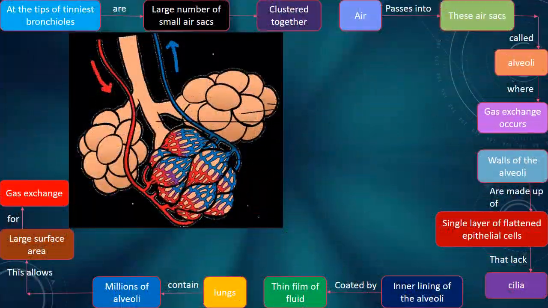At the tips of tiny bronchioles are a large number of small air sacs clustered together. Air passes into these air sacs, called alveoli, where gas exchange occurs. The walls of the alveoli are made up of a single layer of flattened epithelial cells that lack cilia. The inner lining of the alveoli is coated by a thin film of fluid. Lungs contain millions of alveoli. This allows a large surface area for gas exchange.